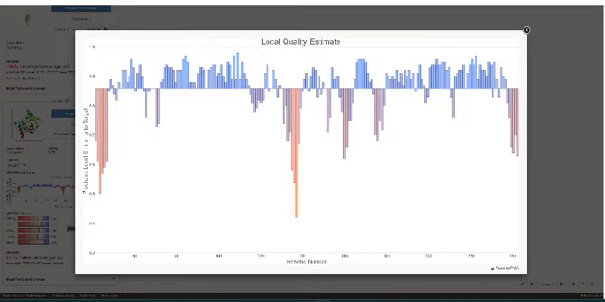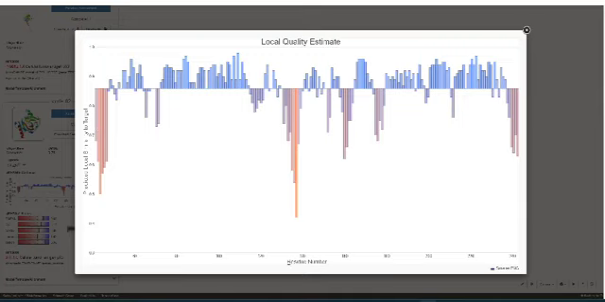Okay, now let us look into this graph. This is the local quality estimate graph. It helps us understand how confident we can be in the protein structure model. So here you will see two parts: residue number on the x-axis and the predicted local similarity to target on the y-axis.